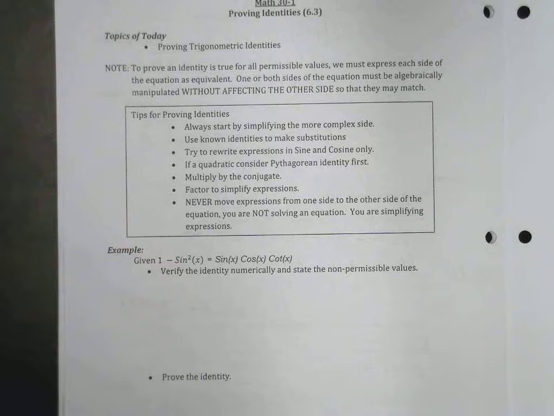We're going to try to rewrite expressions in sine or cosine only. So that's kind of our goal: you generally want to work in sine and cosine. Sometimes you'll leave it in a tangent expression. If we see some kind of quadratic, you might want to consider the Pythagorean identity first. Sometimes you might have to multiply by the conjugate in order to manipulate it. Sometimes you might have to factor to simplify expressions.